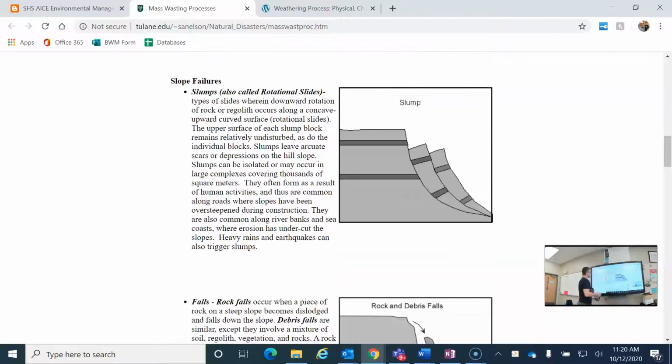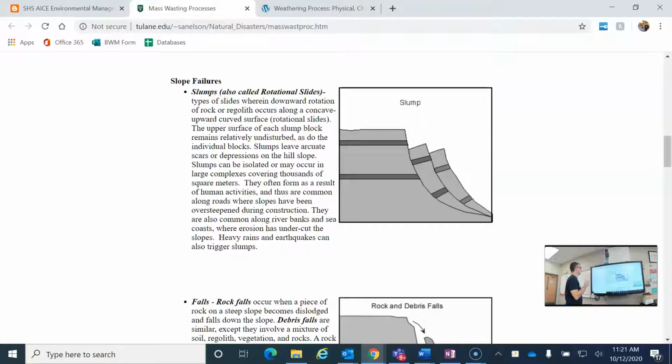Slope failure, the rotational slide, is basically where you have a slump, which is a downward rotation of the rock. A regolith occurs down a side of a slope. You can see what happened here is you have these slumps that just kind of fall down. They leave scars or depressions in the hill slope, and oftentimes these do happen because of human activity.